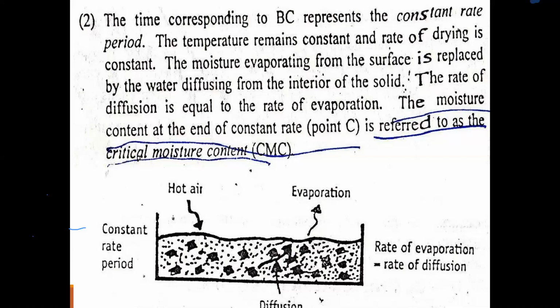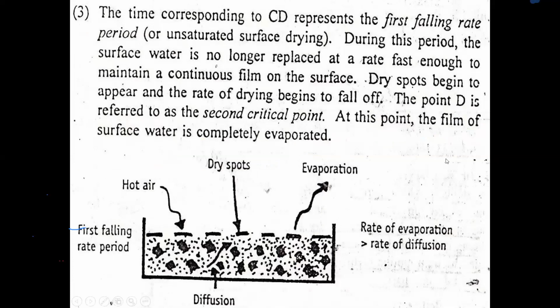So in the next slide, after that is the CD, right? So what is CD? CD is the first falling rate period, right? You can see the curve is stepping down, and that is called the first falling rate period. So during that period, the surface water is not replaced by the inside water and does not form a complete continuous film on the surface.